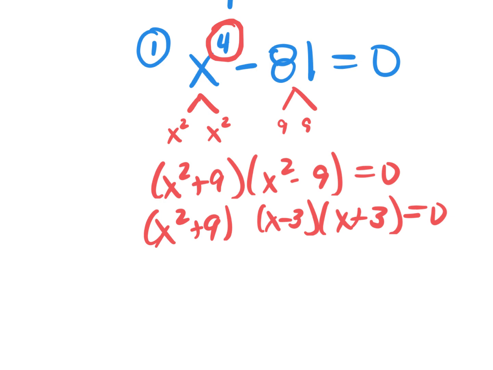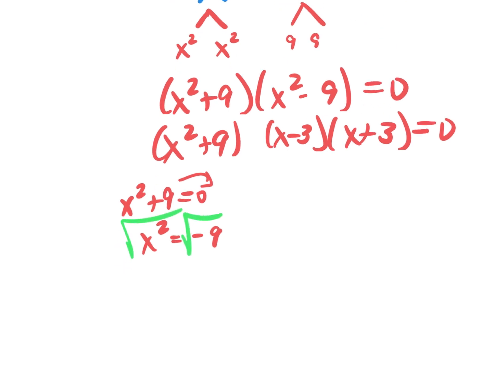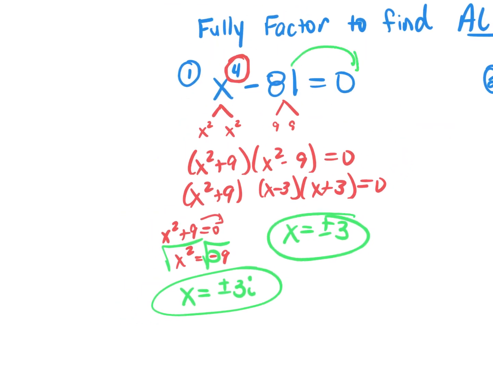So now that we've fully factored, we're going to set equal to 0. So I say x squared plus 9 equals 0. I move this 9 over. I get x squared equals negative 9. How do you undo the square? You take the square root. So x equals, guys, there's a negative underneath here, so I have plus or minus 3, and that negative is the value i. Over here, when I solve, I have plus or minus 3. So notice I have 2 answers here and 2 here. If you just moved 81 over and took the 4th root, you would miss those 2 imaginaries. So you've got to make sure you fully factor.